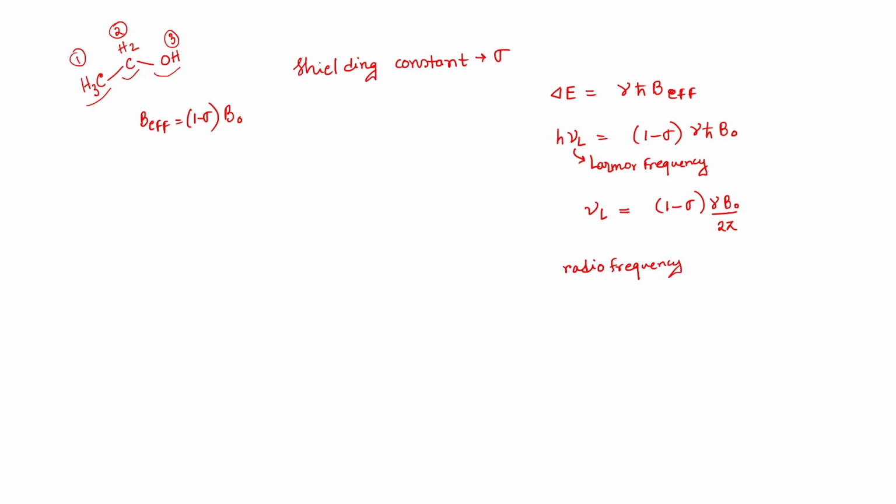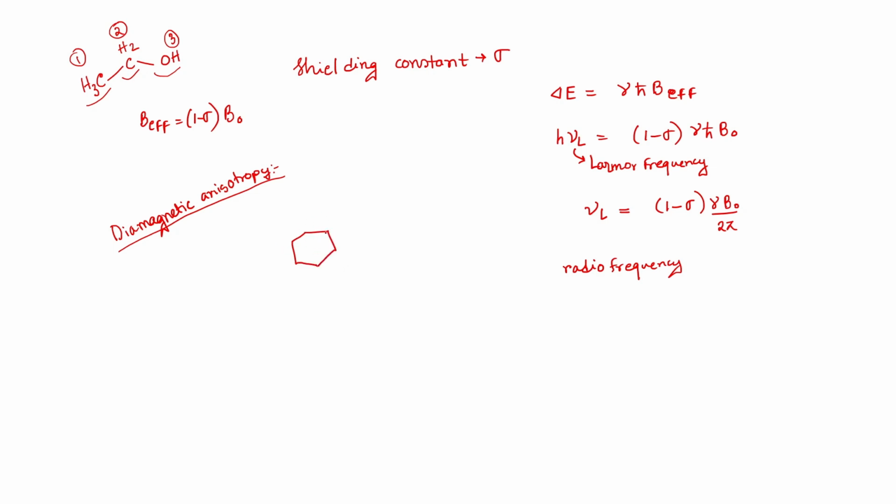Now, the shielding sigma is different for different nuclei. So how can we define this shielding? Suppose you have learned about diamagnetic anisotropy, probably in benzene or aromatic rings. Suppose in the case of benzene, what happens?